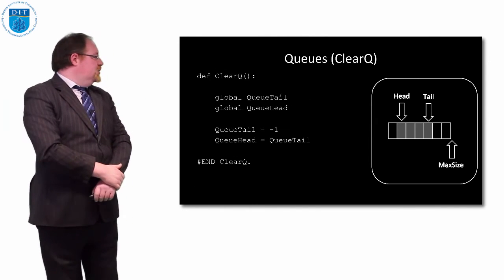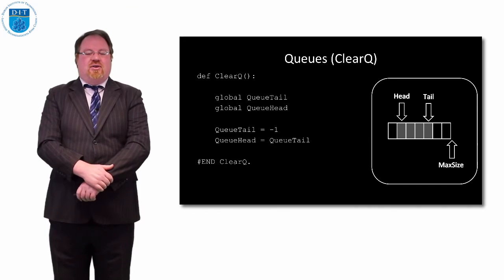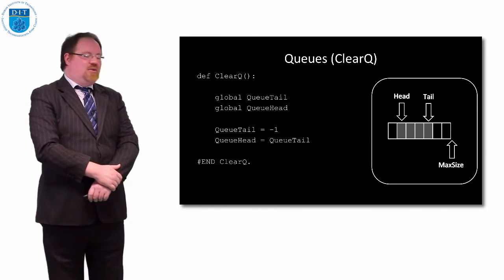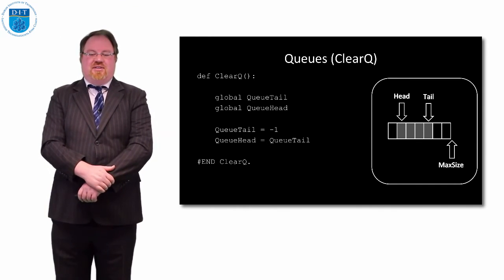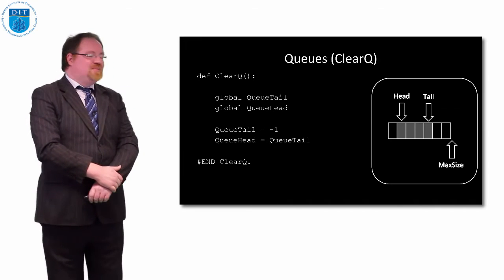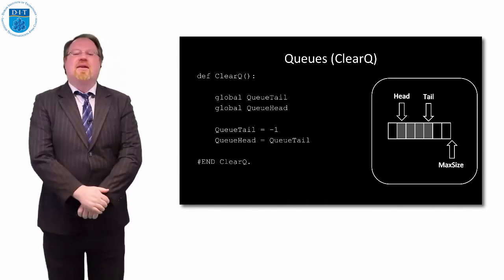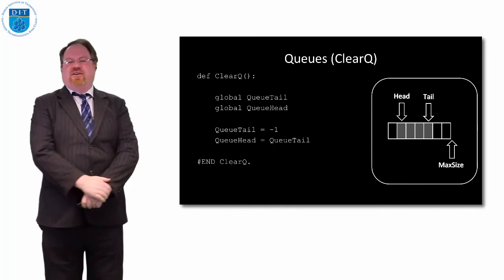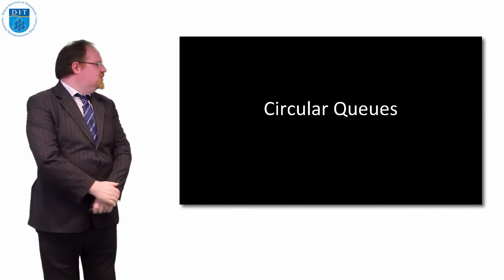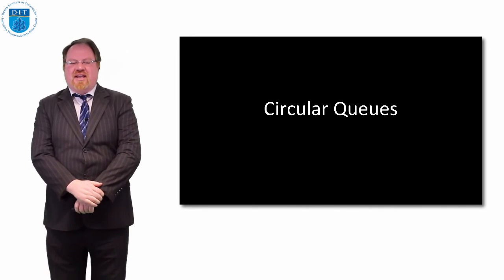How do we clear the queue? Well, it's simple. We set QTail to be -1, and we set QHead to be the value of QTail, which is -1. And again, to say it, that means global QHead and global QTail. Okay, so let's look at how to implement circular queues now. A circular queue is one where the front of the queue is joined to the back of the queue.